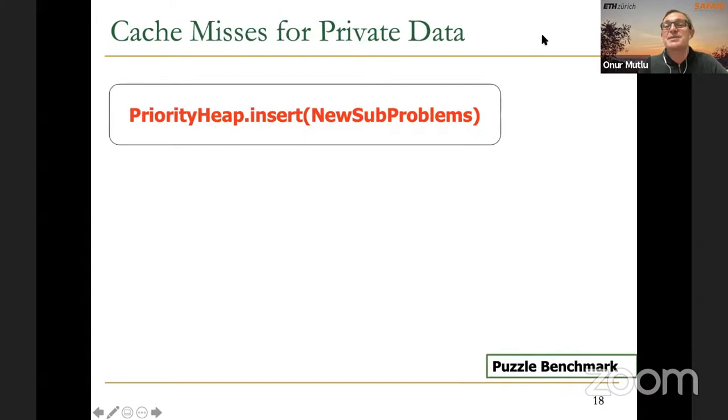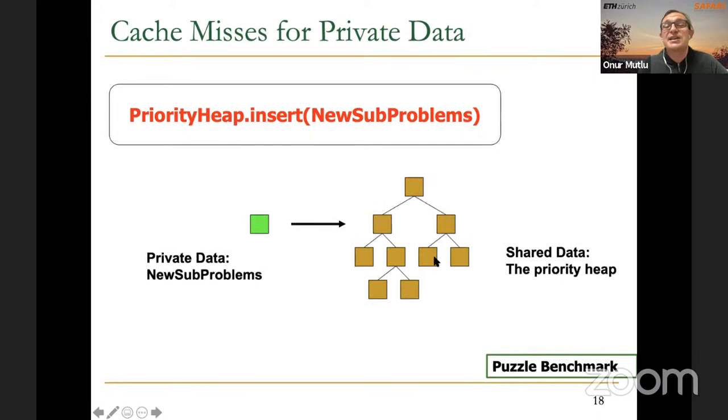Let's take a look at this priority heap, priority queue, right? This is from a benchmark that we're benchmarking. It's a parallelized puzzle game. What you're doing is there's this heap workload, and we want to update that workload by adding new subproblems, basically adding a new node to the heap. Shared data is the priority heap that you're protecting. Private data is the input that you're adding to it, right? Because that's generated by the thread privately, it becomes shared later on, clearly.